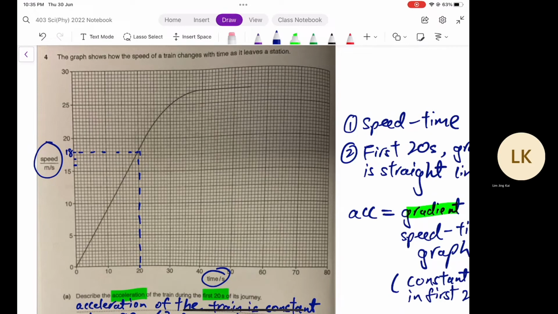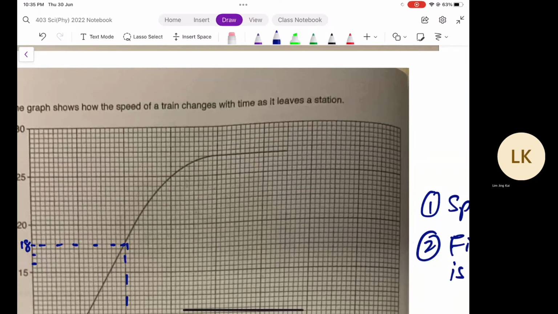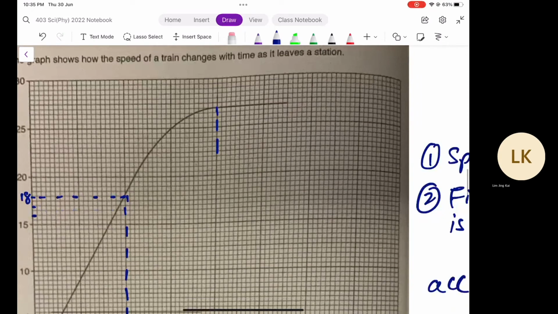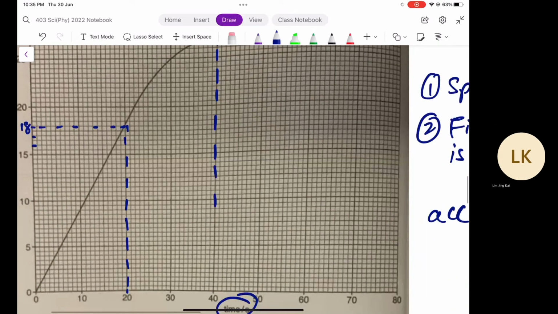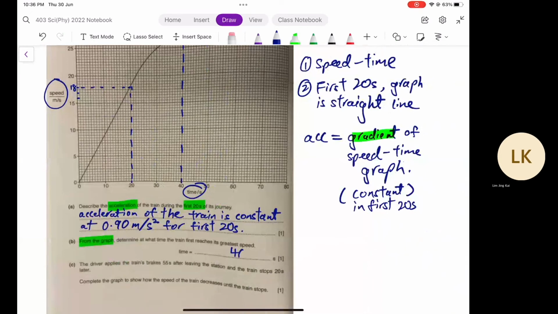But they didn't ask you for the maximum speed, but instead they ask you what time. So if you look carefully at these parts where the graph actually just reaches the maximum, and you trace it back down, okay, you should be able to see that the timing in which it reached is actually 40 seconds. So therefore, the answer is 40 seconds.